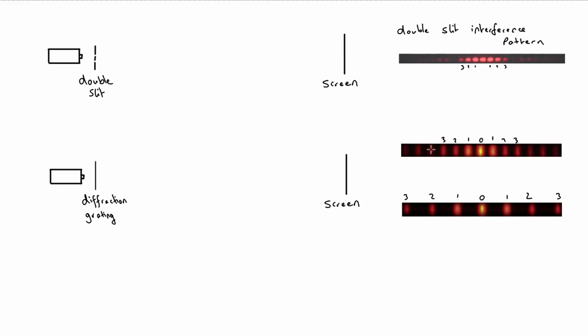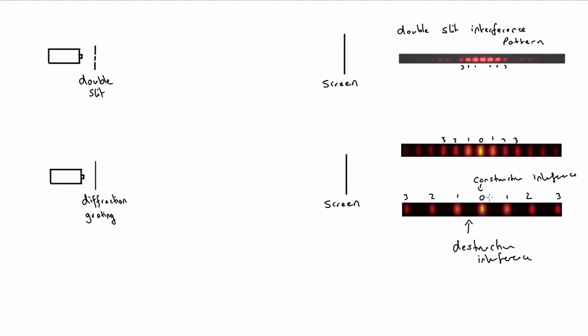So the principle is the same with the diffraction grating, just as it was with the Young's double slit experiment. What we're getting is interference happening. We're getting regions of constructive and destructive interference, these dark areas here. We're getting destructive interference. And at the maxima, the bright fringes, we're getting constructive interference.